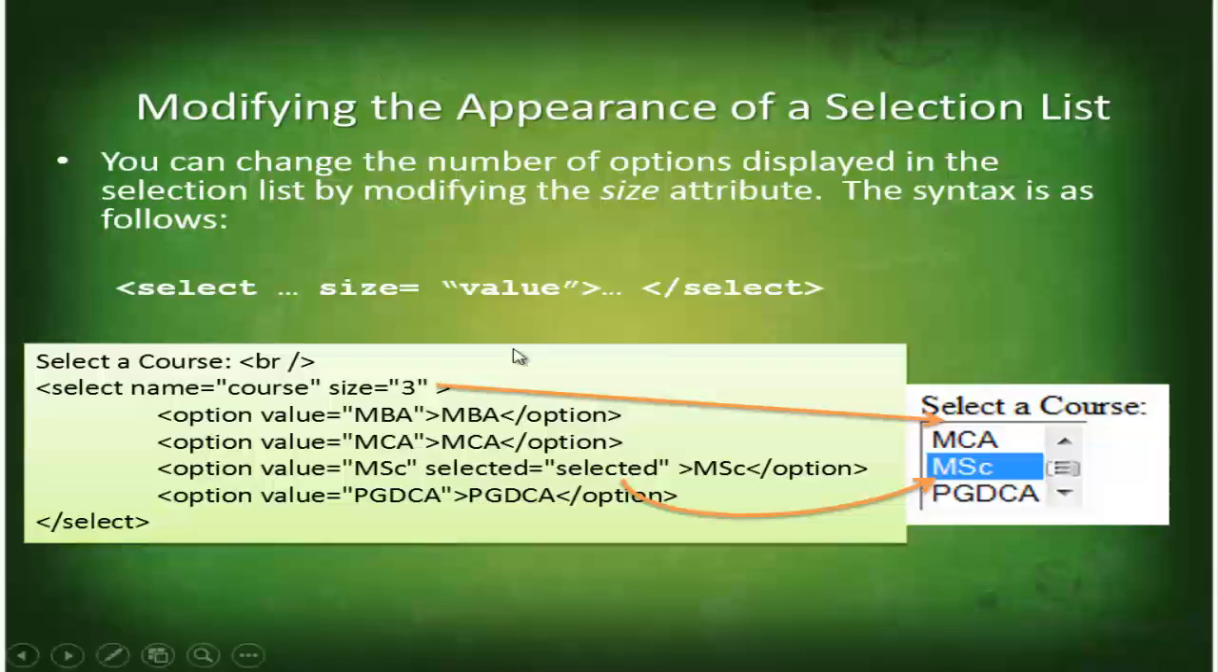And you can say size equal to something. When you say size equal to 3, you notice that there are 3 items. Size equal to 3 means it's going to show you 3 items, so all the 3 items. And you notice that because I said selected, the one which has that selected will be selected by default.